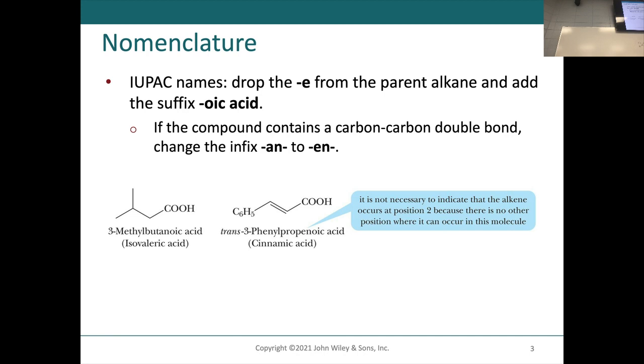The molecule that we have here, this is trans-3-phenylpropanoic acid. Dissect that name for me. What does that mean?